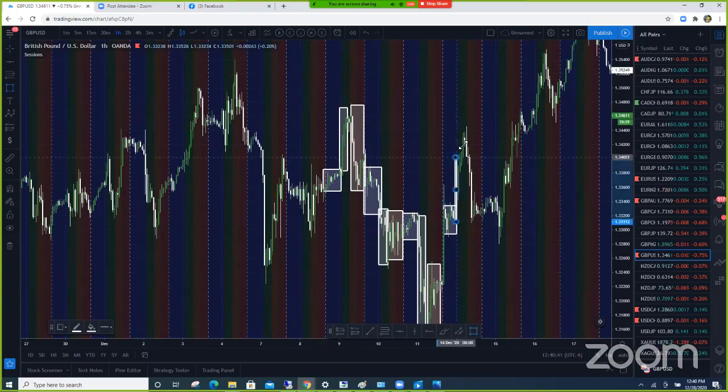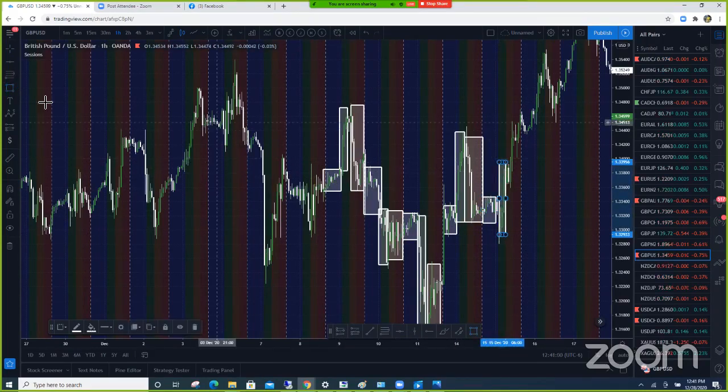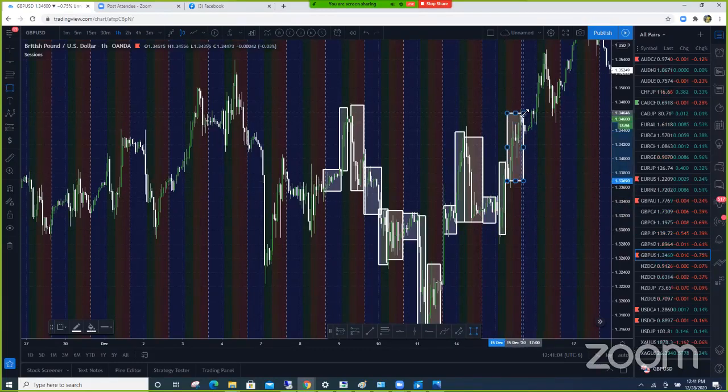London session, it broke out of that consolidation. New York session, it reversed and went back down. It keeps repeating itself. Asian session, range. London session broke out of that range. And this time, New York session continued in the direction it broke out from.